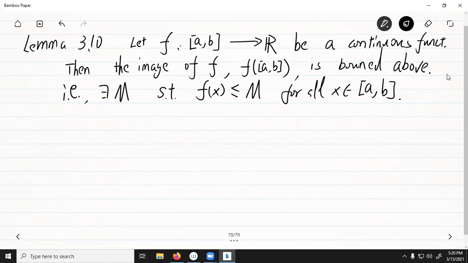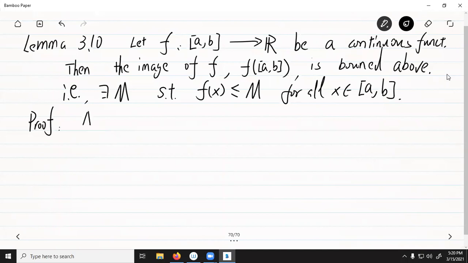And we also want to use the sequential compactness theorem. The sequential compactness theorem says that any sequence on a closed interval [a, b] must have a convergent subsequence, and the limit of the subsequence must be inside this closed interval [a, b]. So this is the sequential compactness theorem. So we will use these two. Let's prove it.